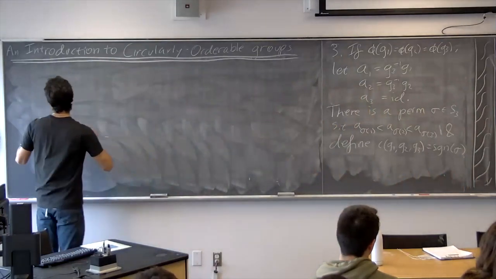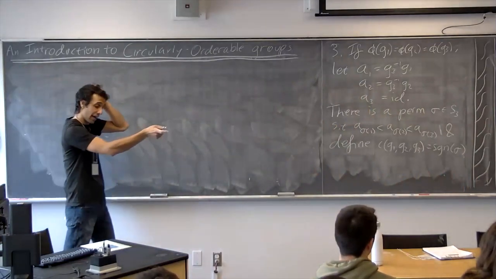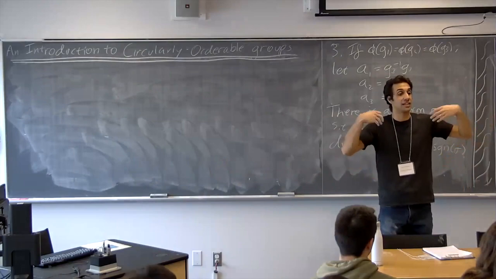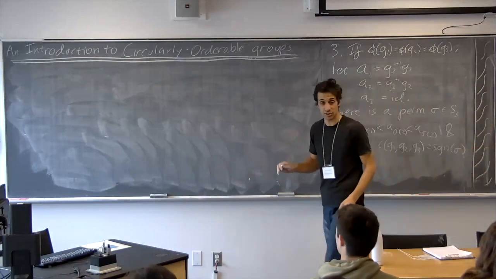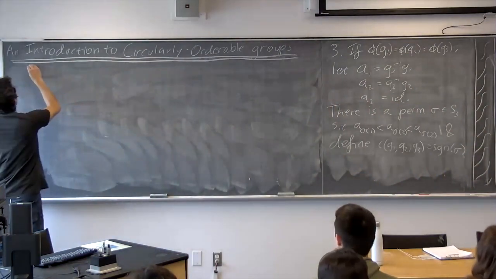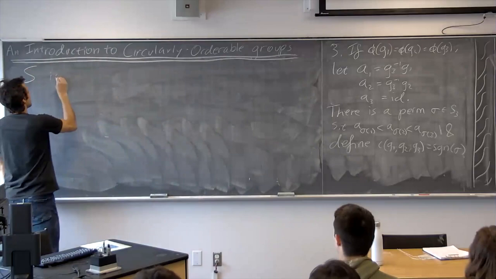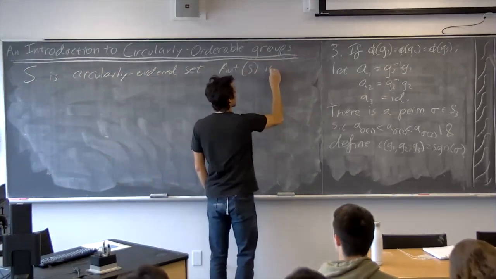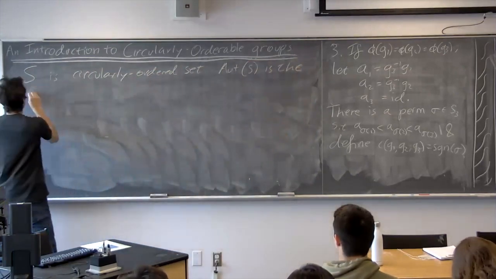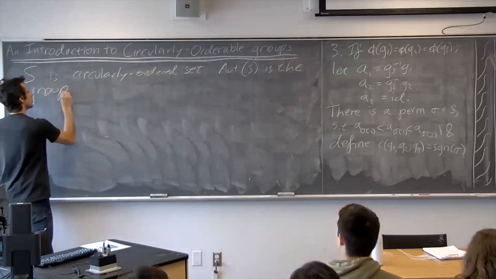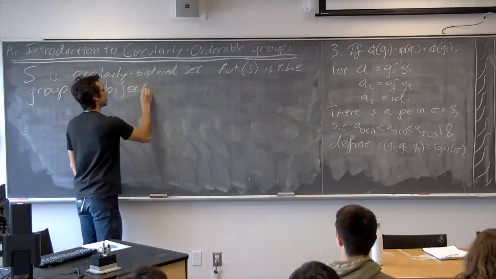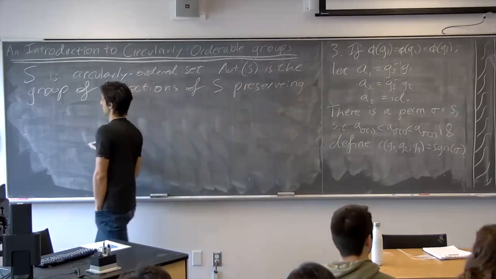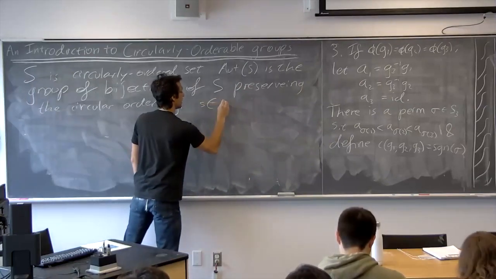All right. So what I'll finish with is an analog of what Adam proved, which is that if you have an automorphism group of a totally ordered set, that's a left orderable group. It's going to be true for circularly ordered sets. So suppose S is a circularly ordered set, and then the automorphism group of S is a group of bijections of S preserving the circular ordering. Pick a point in S.